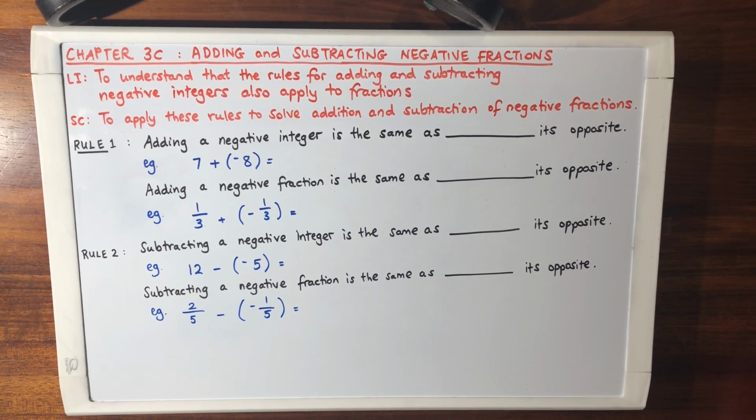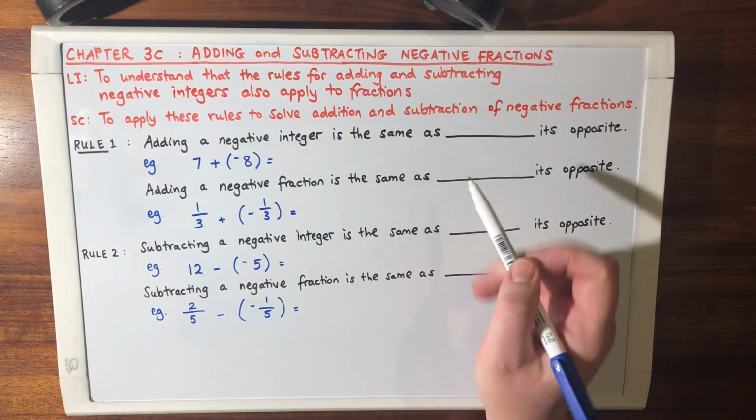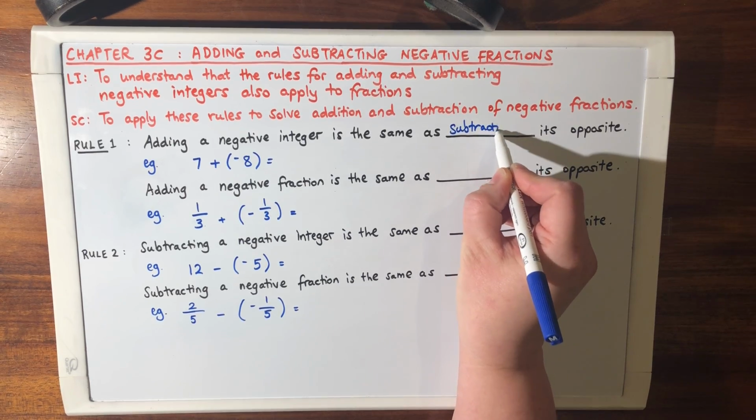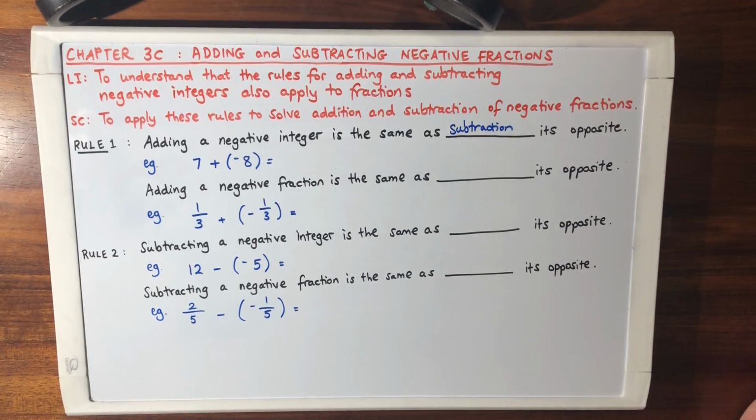By the end of this lesson, you should be able to apply these rules to solve addition and subtraction of negative fractions. So let's look at the two rules. Rule number 1 is adding a negative integer is the same as, can you remember? Adding a negative integer is the same as subtracting its opposite. So in your notes, you should already have this sentence. If you don't, please make sure you've got it down.